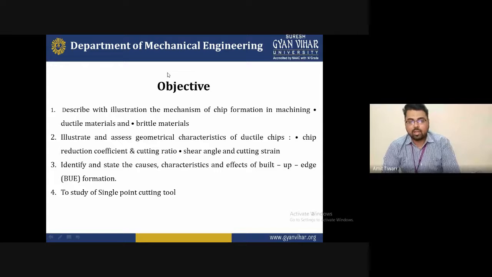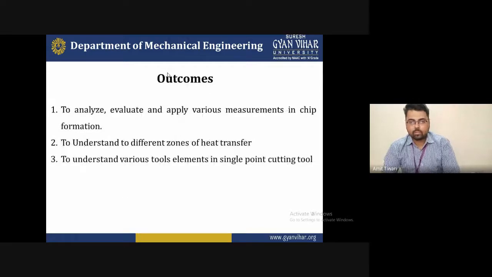Third is to identify and state the cause, characteristics and effect of build-up edge formation. And the fourth objective is to study single point cutting tool geometry. Outcomes. At the end of the lecture, you will be able to understand, analyze, evaluate and apply various measurements in chip formation. Second is to understand different zones of heat transfer and to understand the various tool elements in single point cutting tool.